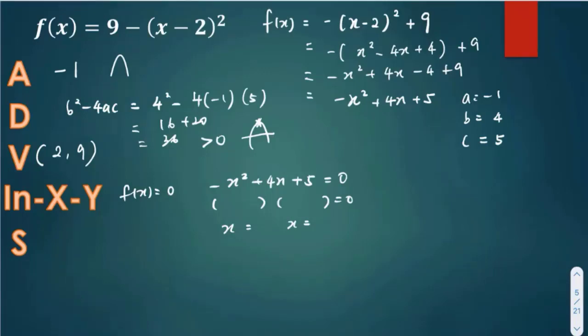Okay, for the intercept X, the answers are negative 1 and 5. Others, double check. Now the intercept Y: X is equal to zero. If X is zero, what is Fx? What is Y? 5. Yes, 5. This one you can see quickly, it is 0, 5. So you have all the information already.